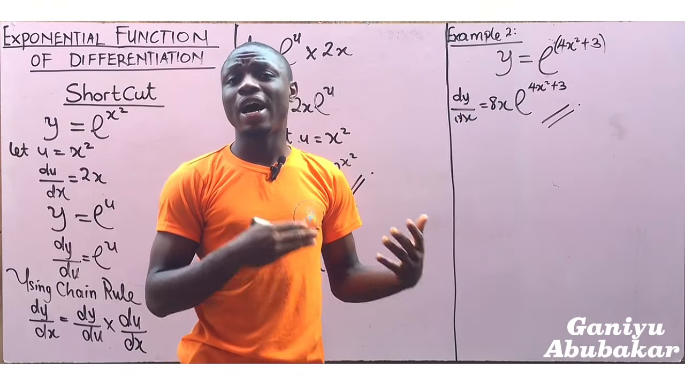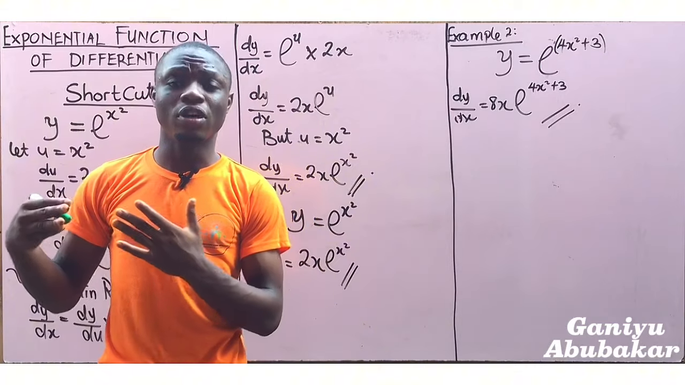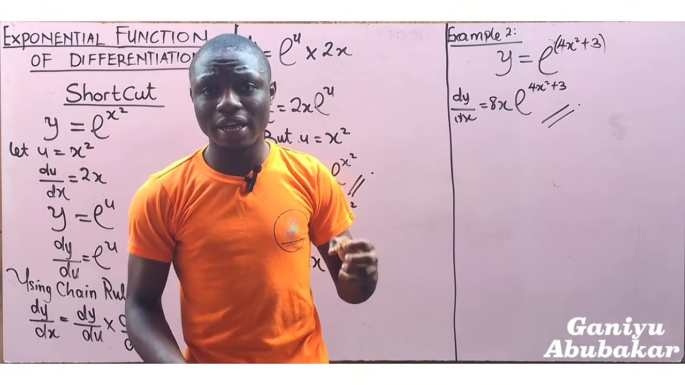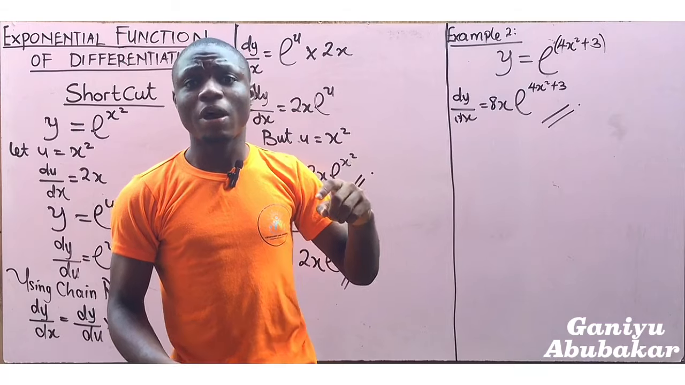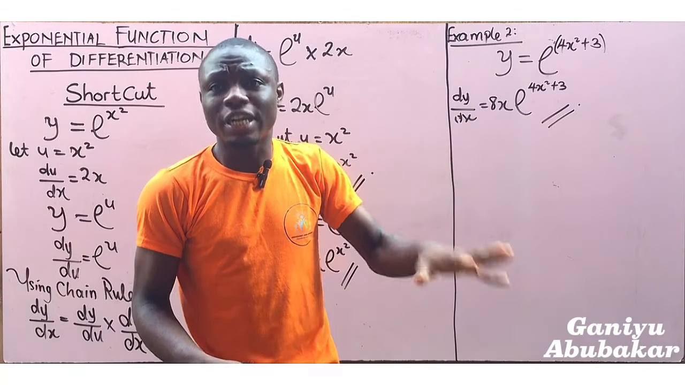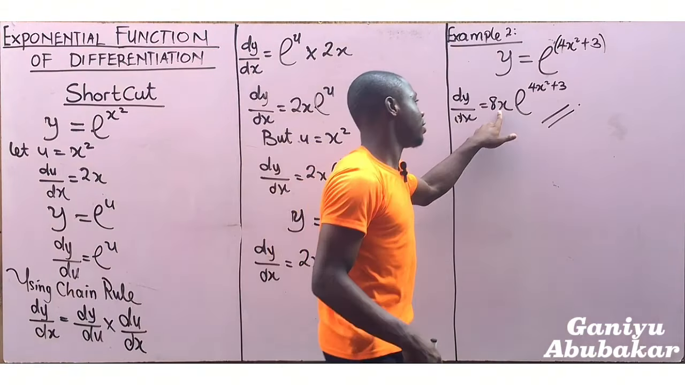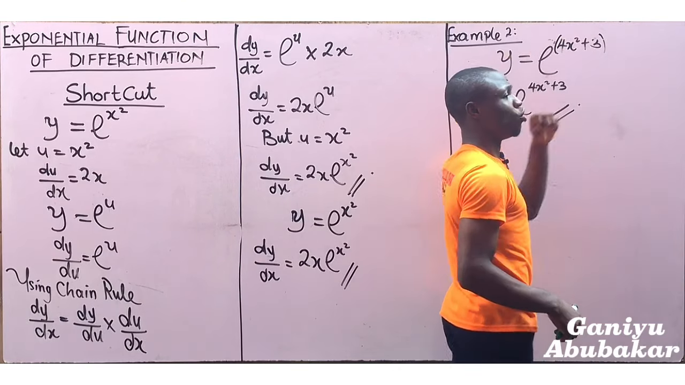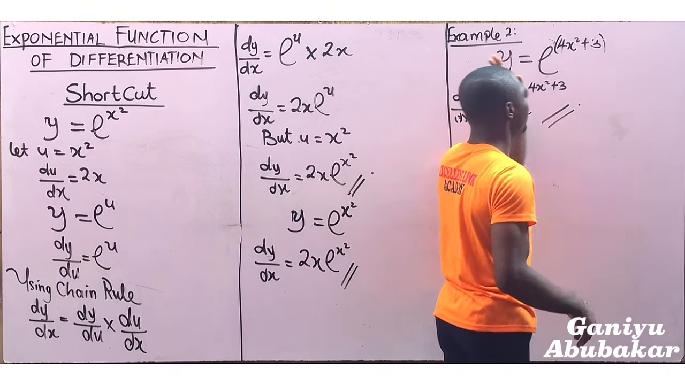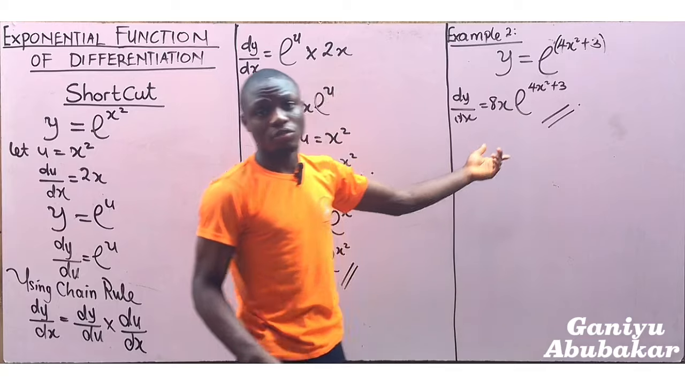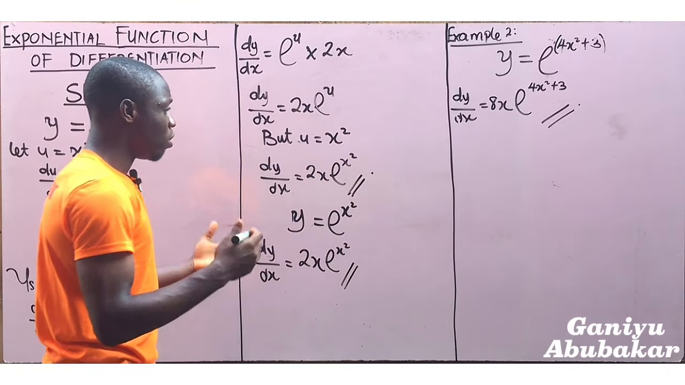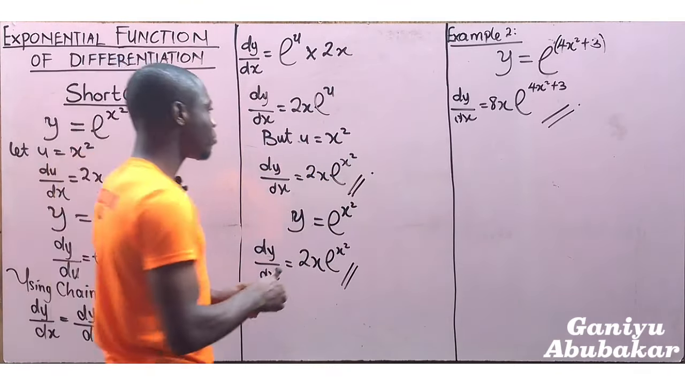So observe the idea behind the shortcut of the exponential function. Your task is to pick out the power first. Next up, after picking out the power, differentiate that power. So I have this. After differentiating this one, I have this. Repeat the function, or perhaps we call it repeat the question. I have this. So it's like a shortcut. Let's take one more example to explain this concept here.